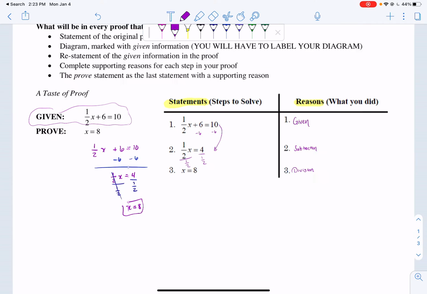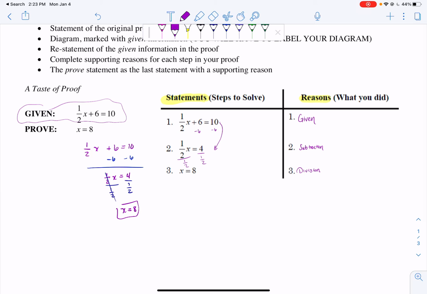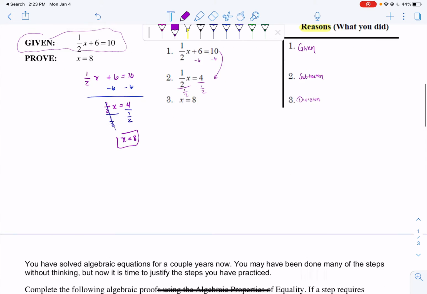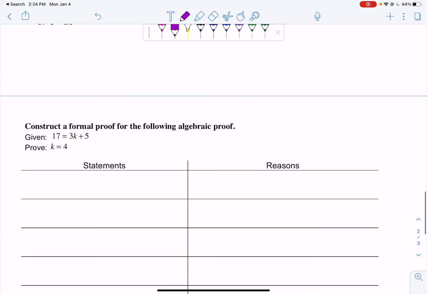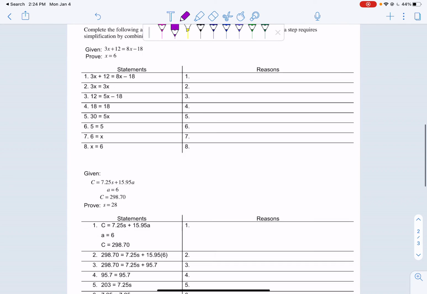And that's it. So for your classwork today, you're going to end up actually doing a whole algebraic proof by yourself. But the next 2 proofs, we actually are going to fill in the blanks together, and then we're going to do one totally together, where we have no statements and we have no reasons.